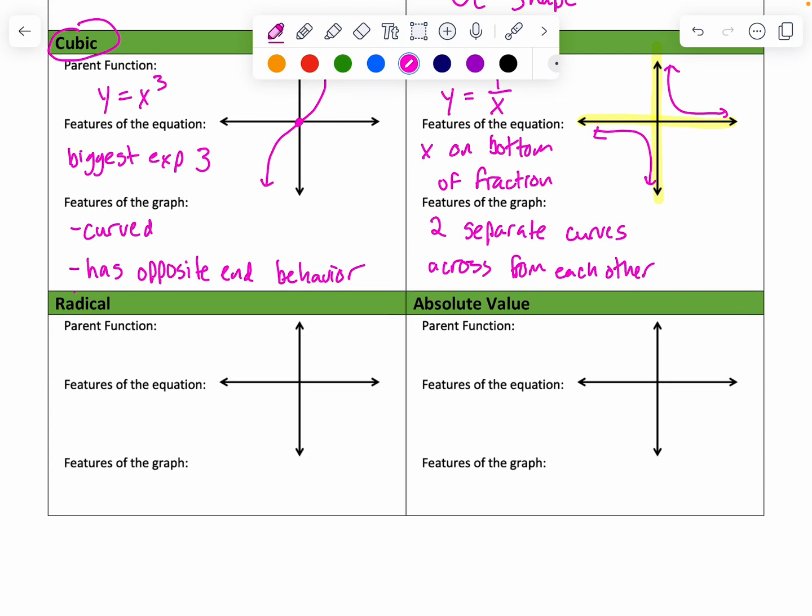Next we have a radical. We know that radicals mean square roots. So the parent function is y equals the square root of x, or radical x. The way I know that something is a radical equation is if it has that square root sign, so if the x is in the square root sign. What the graphs look like is, you can't take the square root of a negative number, but you can take the square root of 0. So this one starts at 0 and then goes to positive numbers. It's never going to go to those negatives unless there's some transformations done. So features of the graph, it's going to have a starting point.